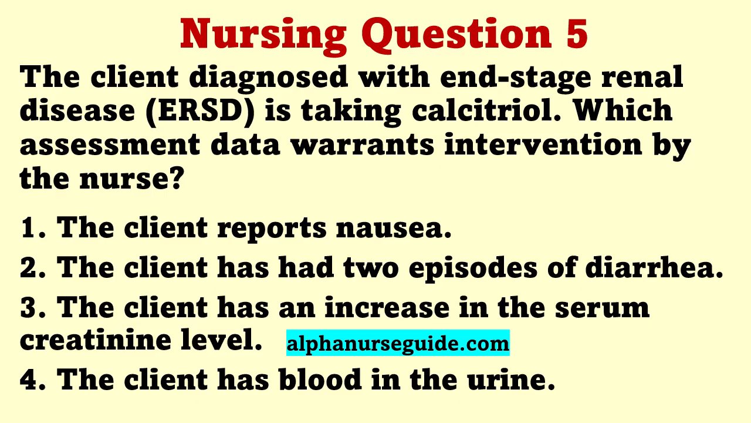The correct answer is 4. The client has blood in the urine. Hematuria is an adverse effect of calcitriol, a vitamin D analog, and the nurse should notify the HCP. This would warrant taking the client off the medication.